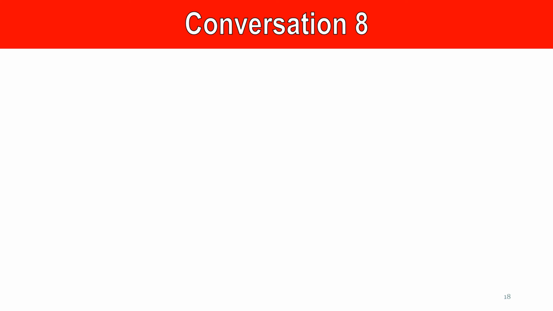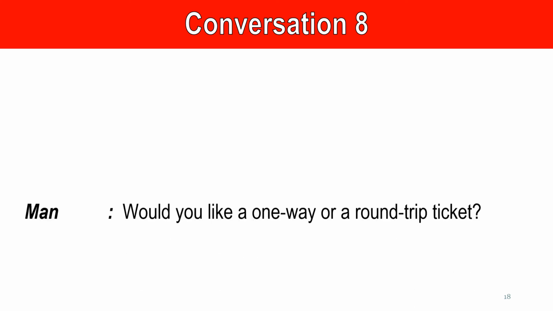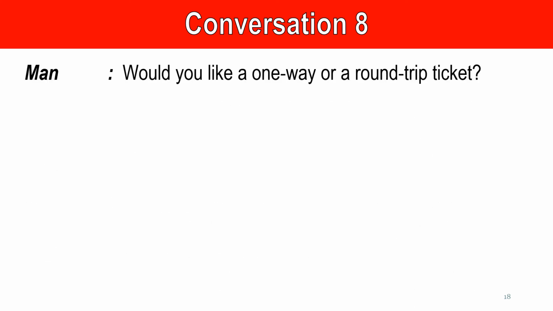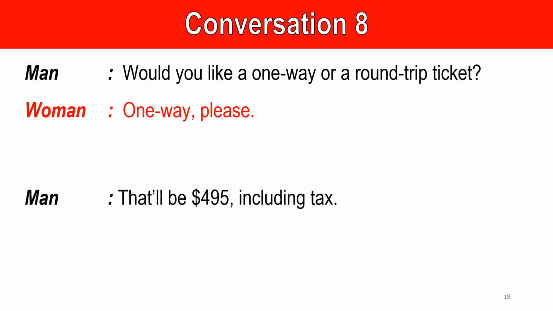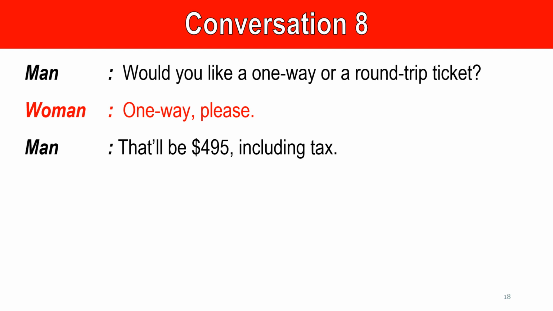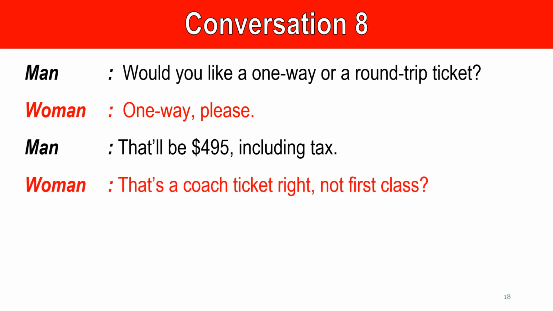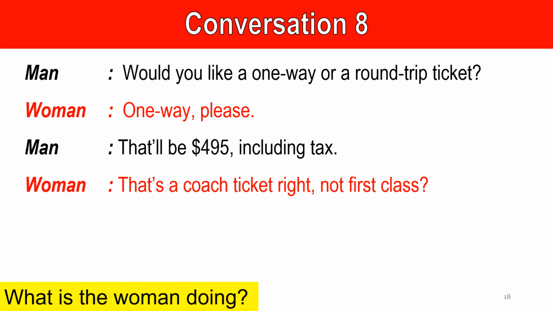This is the subtitle of Conversation 8. The man asks, "Would you like a one-way or a round-trip ticket?" The woman answers, "One way, please." The man says, "That will be $495, including tax." The woman replies, "That's a coach ticket, right? Not first class." The question is, what is the woman doing?